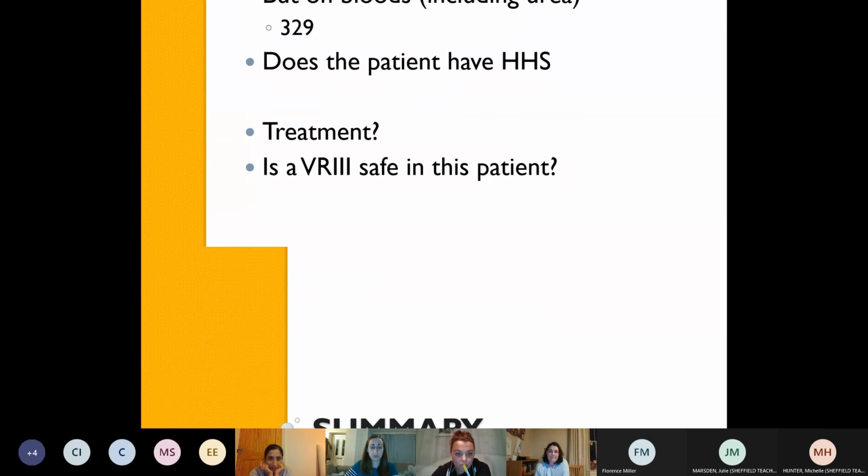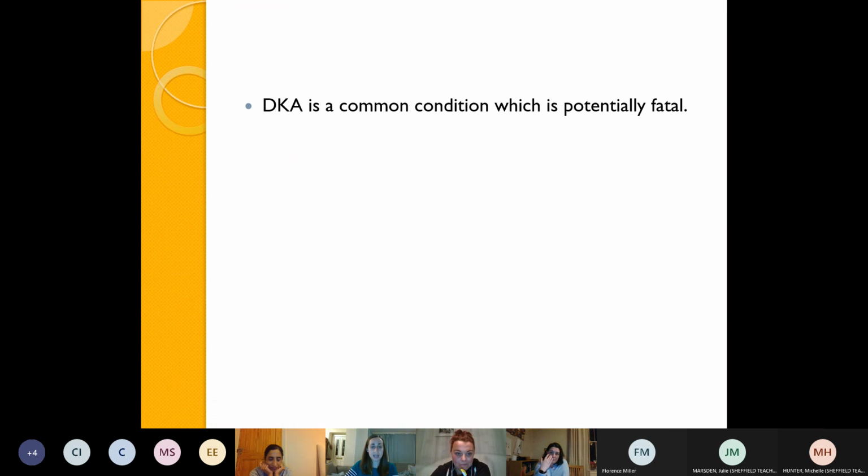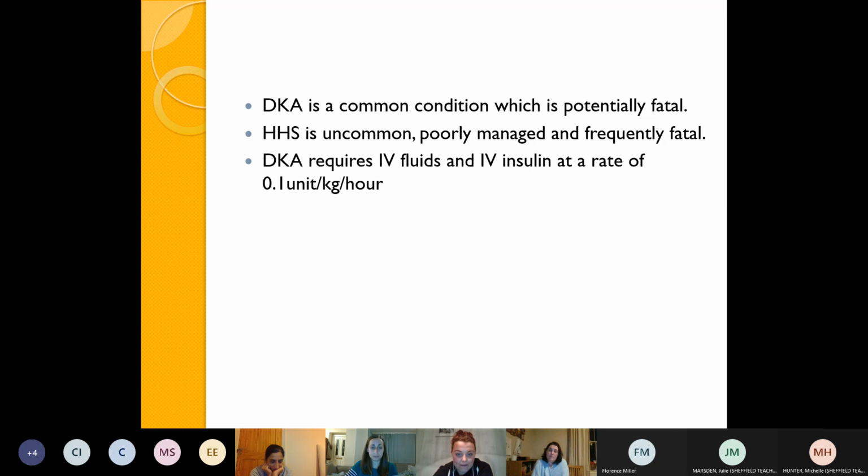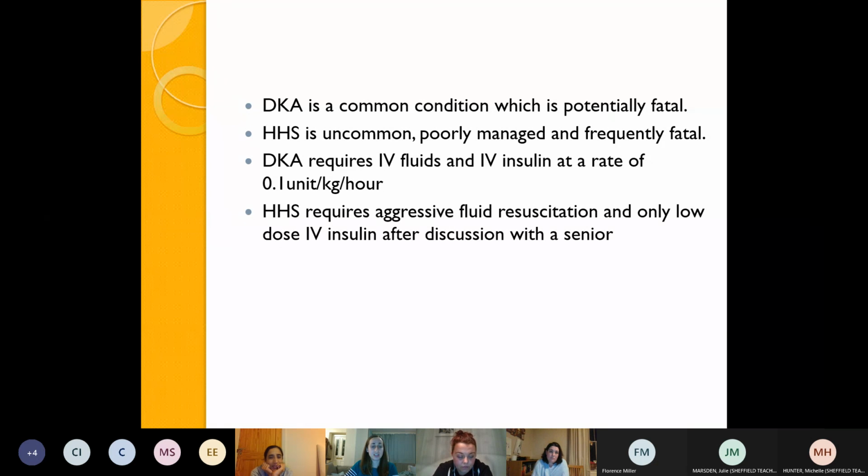Okay, so summary. DKA is a common condition which could potentially be fatal. HHS is uncommon, poorly managed, and frequently fatal. DKA requires IV fluids and IV insulin at a fixed rate of 0.1 unit per kilogram per hour, so whatever they weigh divided by 10. HHS requires fluids, and only IV insulin, possibly later.